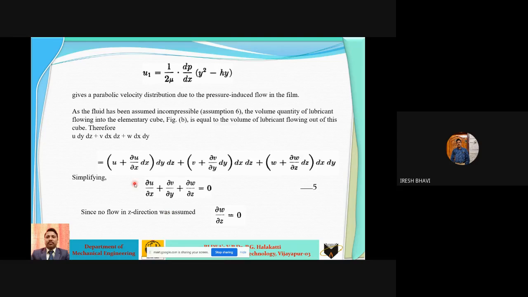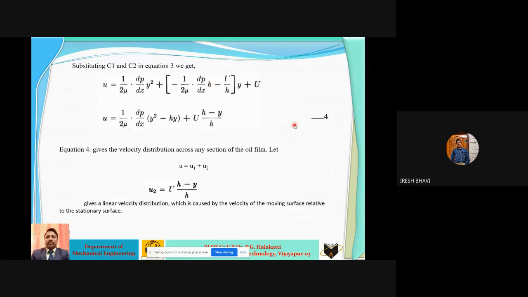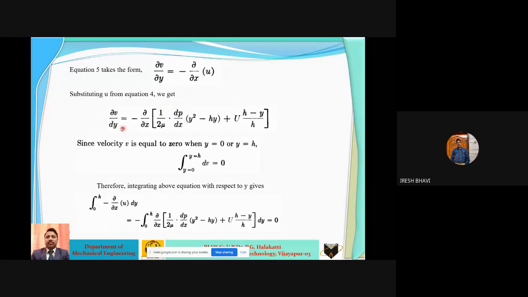Assumption number 1: we assume that there is no flow in the z direction, that is, there is no end leakage, so dw by dz is exactly equal to 0. Substituting in the above equation 5, we'll get dv by dy is equal to minus d by dx of u. Now substituting the value of u from equation 4, which we have just derived here, let us substitute it here.